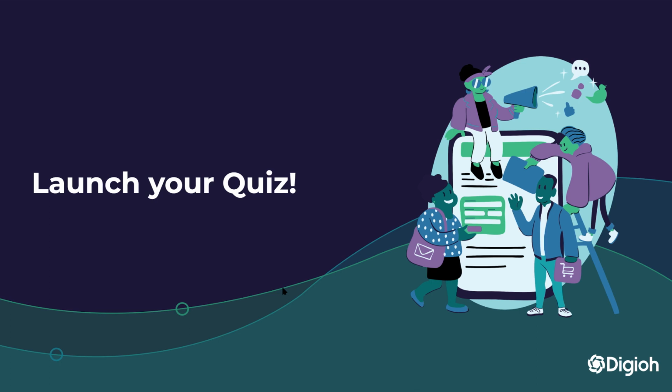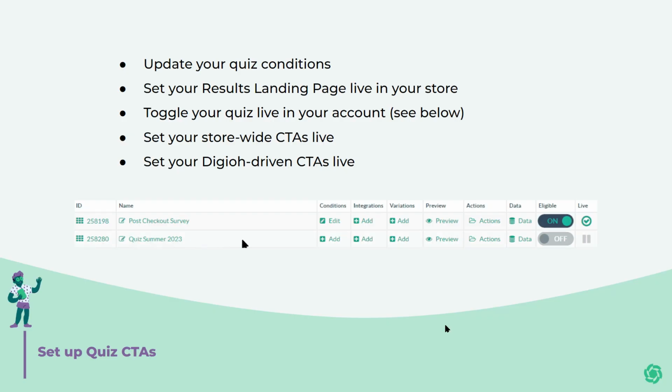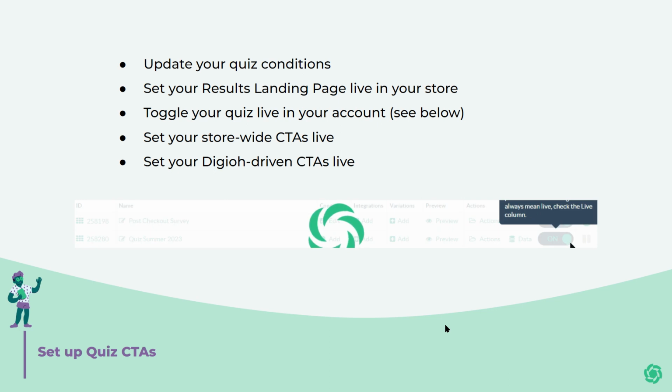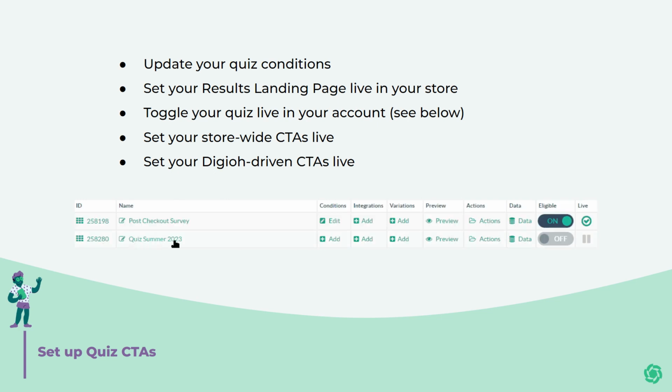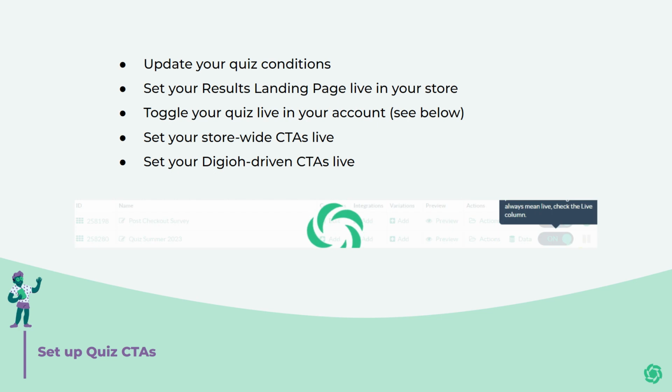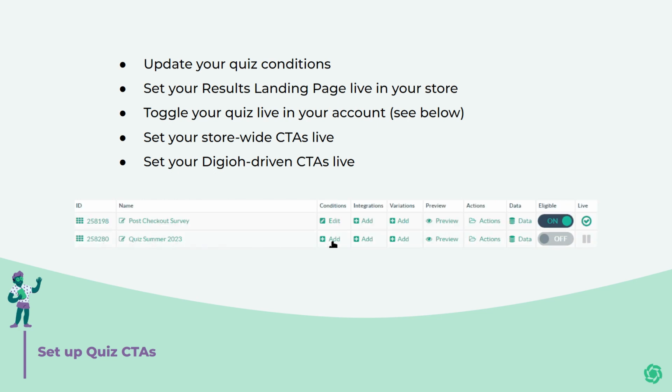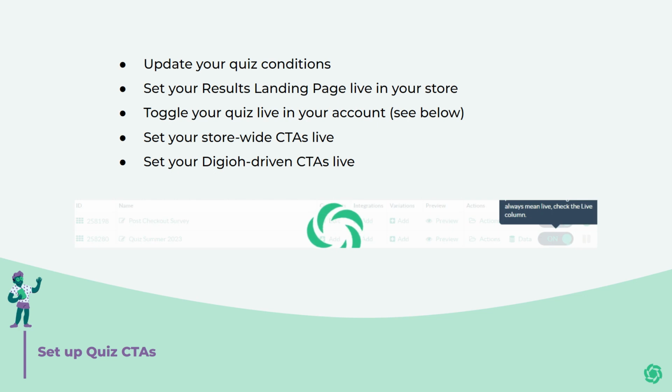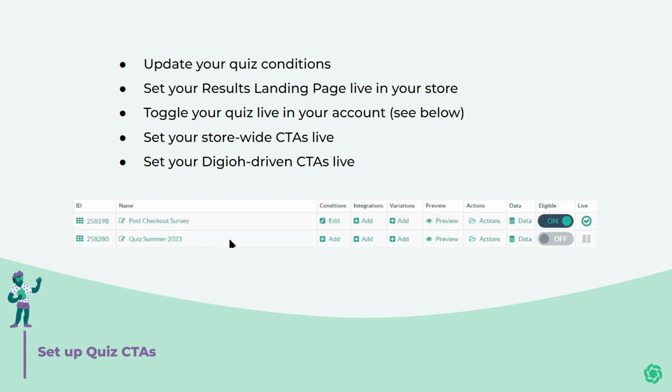You're ready to launch your quiz. To launch your quiz, you'll want to remove any test blocks and conditions that are stopping users from seeing the quiz. Go to your account and set your box live by toggling the live toggle on the account page. Be sure to set your results page live in your site as well. Ensure that all your CTAs are live and showing on your site, as well as that the CTAs created in Digio are also live. Once this is done, your quiz is live to your users.